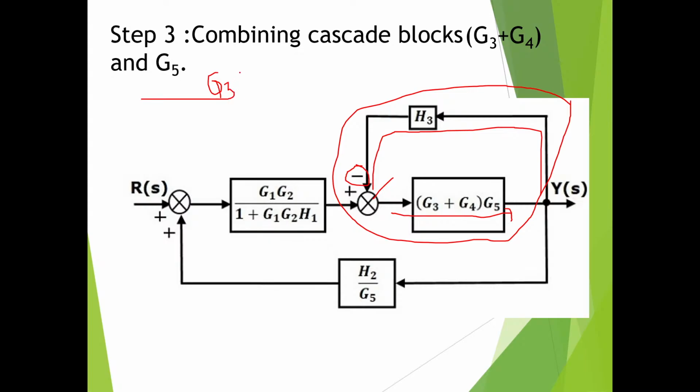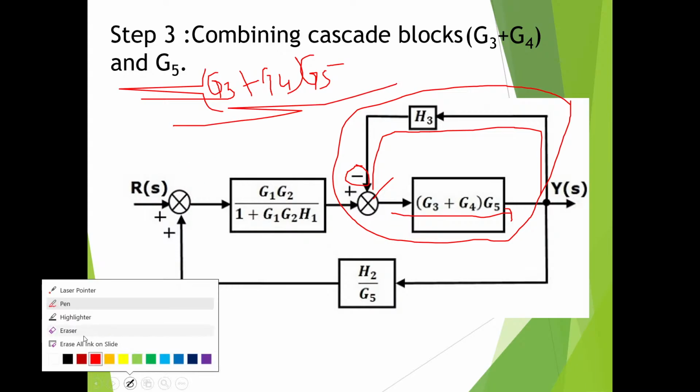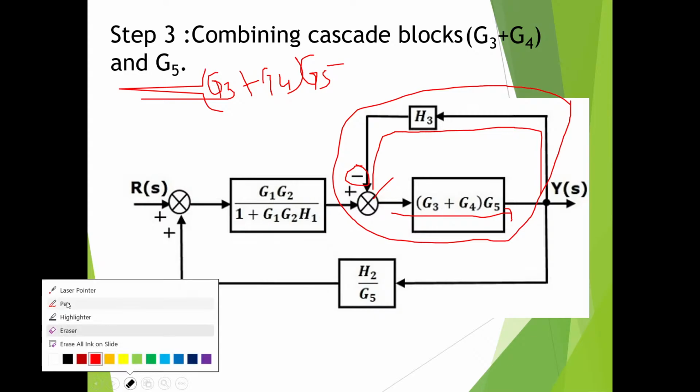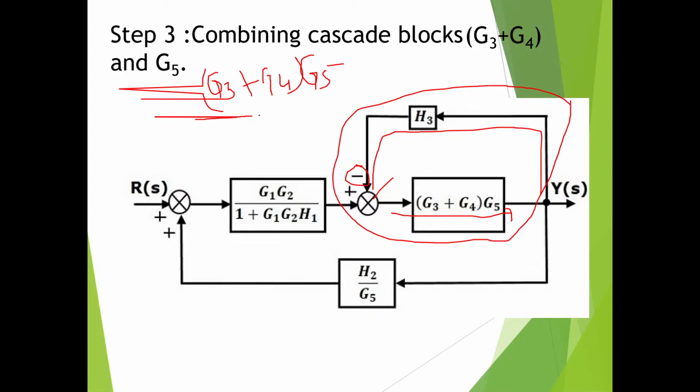G3 plus G4 into G5, whole divided by what? I will not erase and write again, and I don't have that much patience. See, my cursor won't listen to me. Whole divided by, at least I will draw the line straight. Yeah, it's okay, I can manage with that.